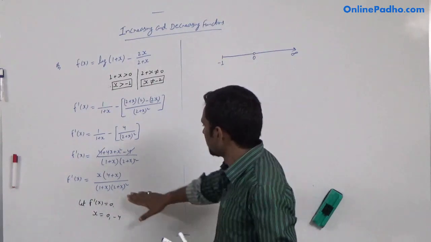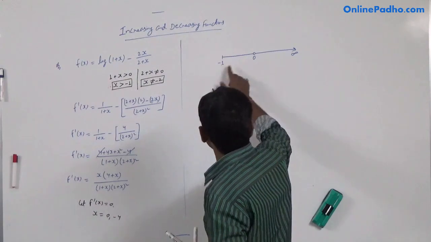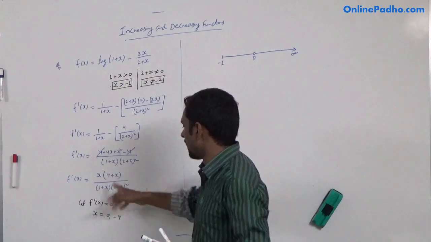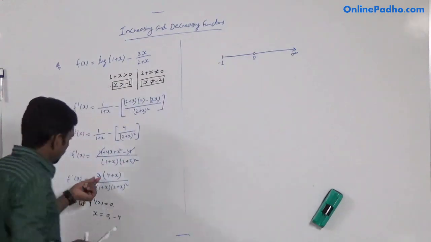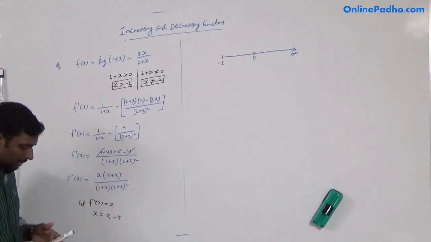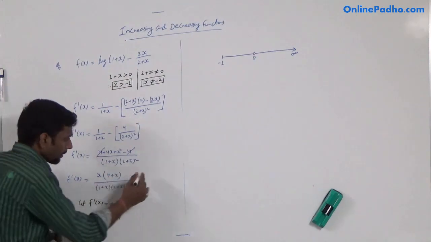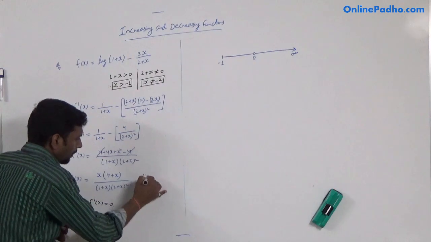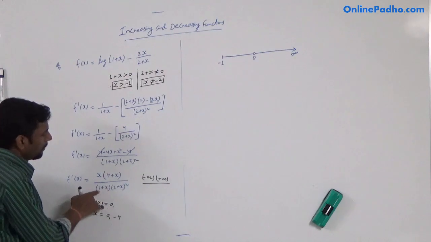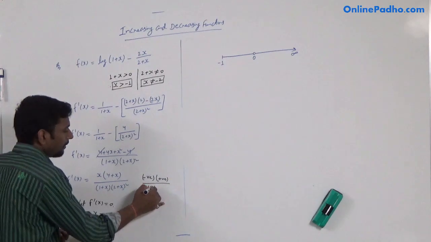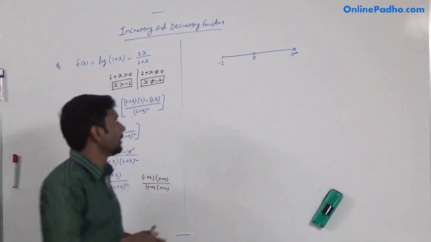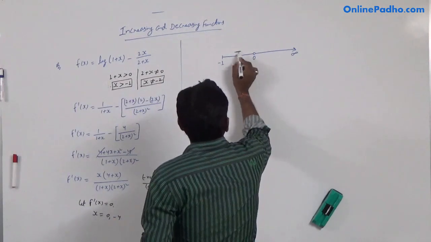So in f'(x), we can put a value between -1 and 0. That value is, I think, -0.5. We can put in -0.5. x = -0.5 is negative. 4 - 0.5 is positive. It can be written as negative multiplied by positive, divided by (1 - 0.5), which is positive, and the square is always positive. So finally it can be written as negative. So it is a negative value.